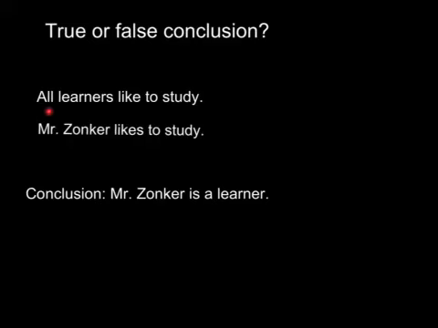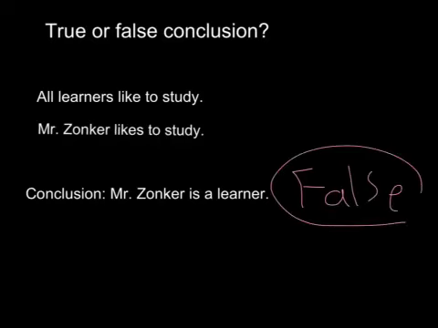So it might seem that that would make sense based on the given information, but let's look closely. They're telling us that all learners like to study and that Mr. Zonker likes to study. It is possible that Mr. Zonker is not a learner, but he still likes to study because we don't know. Maybe facilitators like to study as well. We're not given that piece of information. So based on these given statements, we can't say that this conclusion is true. We'd have to say it was false. You need to be very careful when making a connection between statements. One has to directly lead to the other.